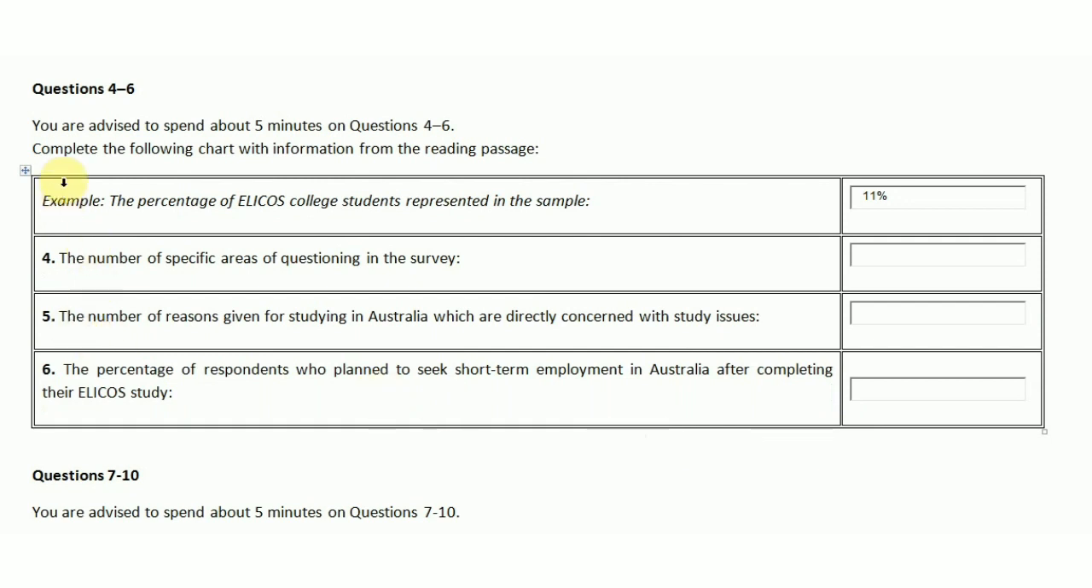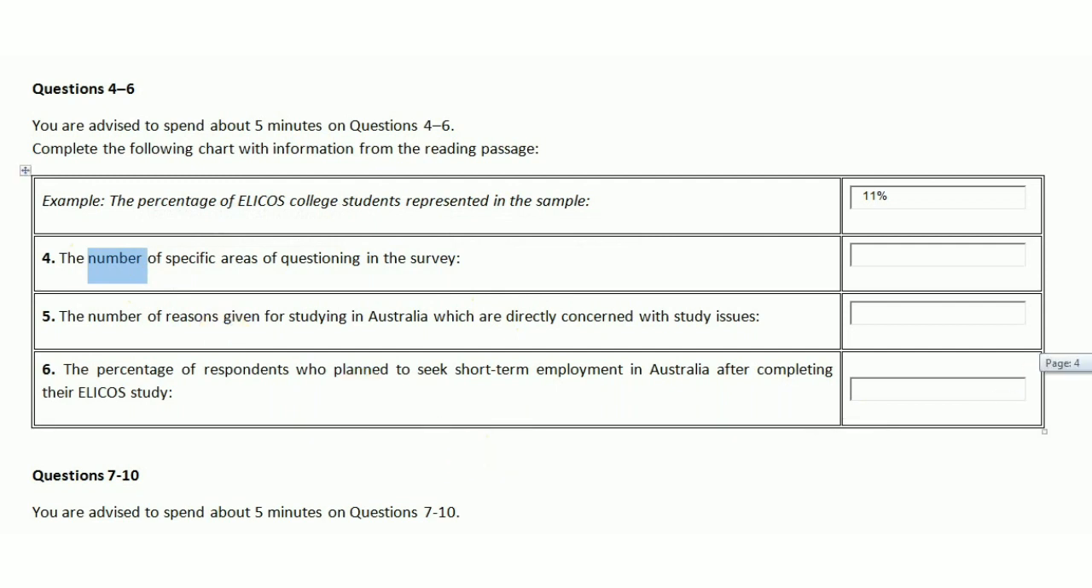So it is like complete the following chart with information from the reading passage. An example is also given for this, like the percentage of Alico's college students represented in the sample, and the answer is 11%. So this is an example. So our fourth question is the number of, and in the answer we have to write a number. The number of specific areas of questioning in the survey, like how many types of questions were asked in the survey. So we have to write down the number of the areas of questioning.